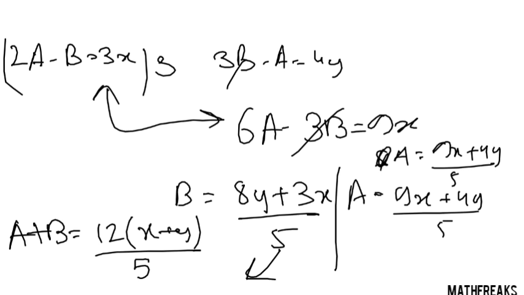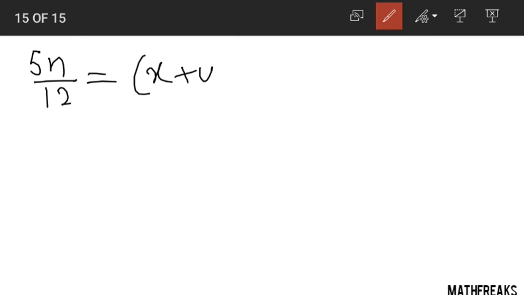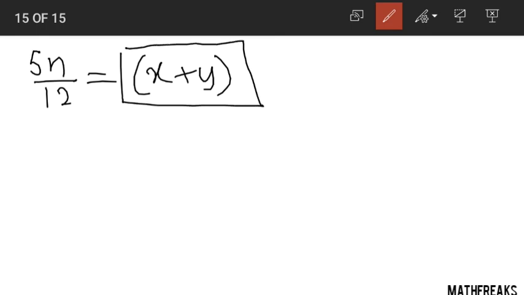And a plus b was n, so 5n upon 12 equals x plus y. Now understand, here comes the real PRMO. So n was some integer, and x is an integer, y is also an integer, so if we add up two integers, what are we going to get? An integer, right? So x plus y is an integer, and for that this has to be an integer.